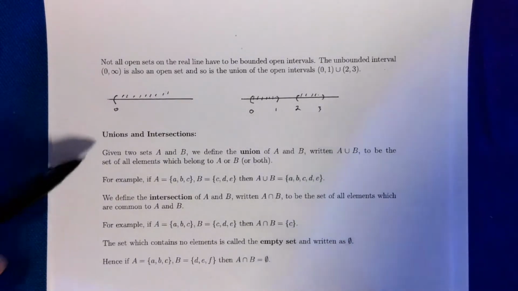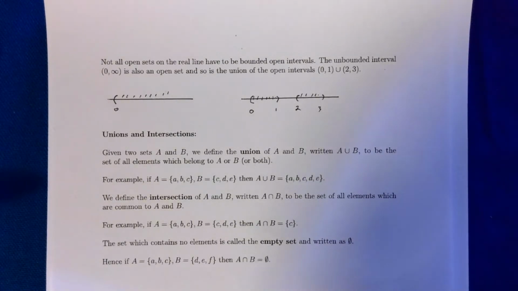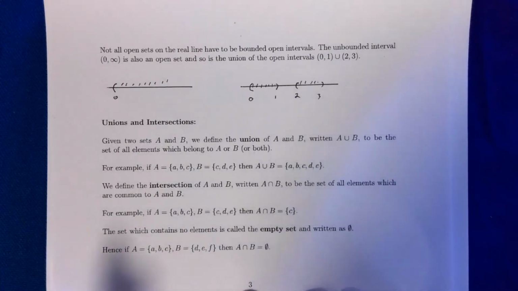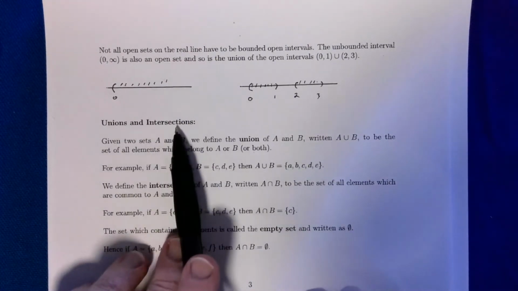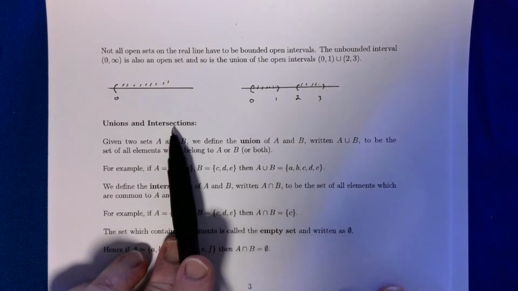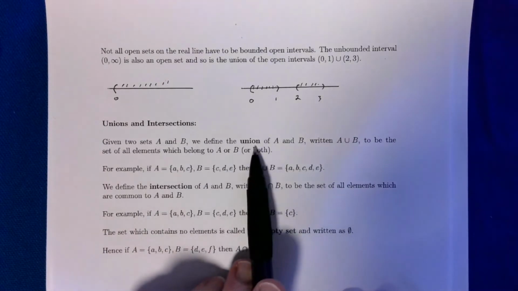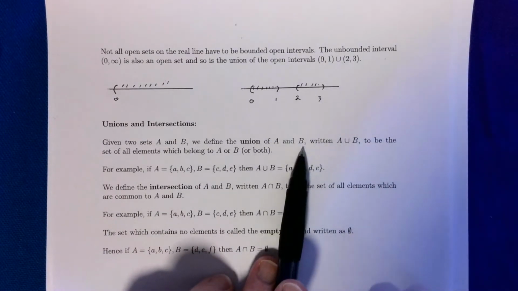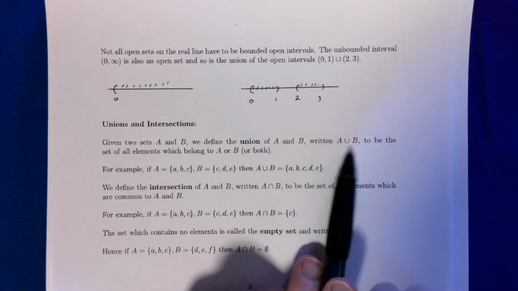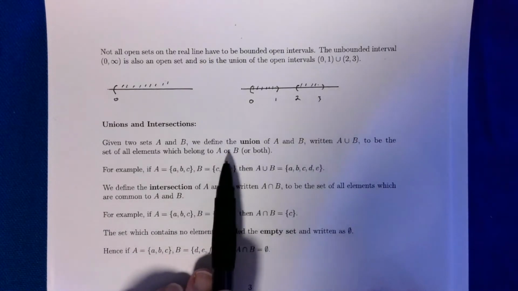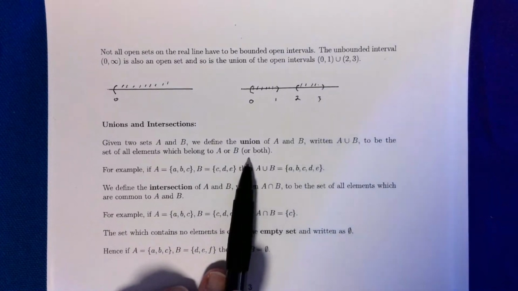Just a little bit of quick revision of some set theory notation and language, which I'm sure you've seen before, but just to recap that. So just to go over what we mean by unions and intersections. If we're given two sets A and B, we define the union of A and B, which we write as A with a big U, B. And this is the set of all elements which belong to A or B, or possibly both.